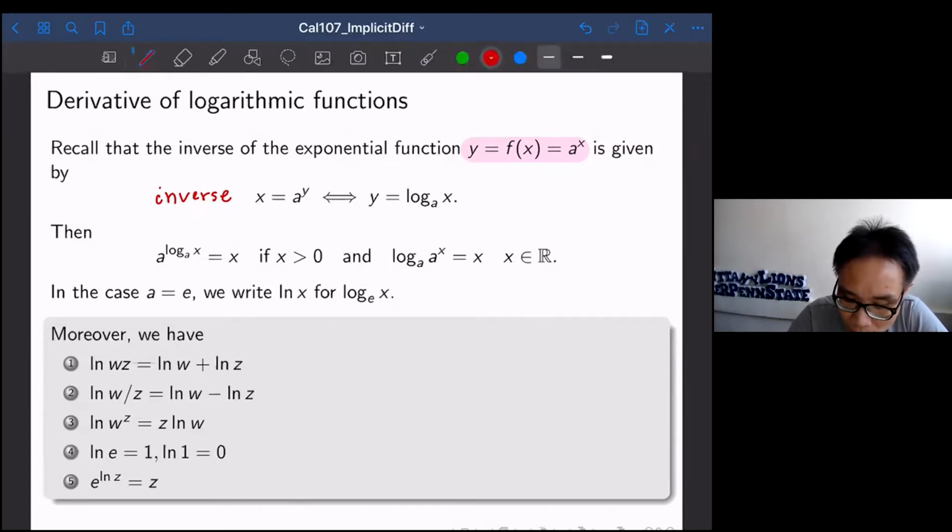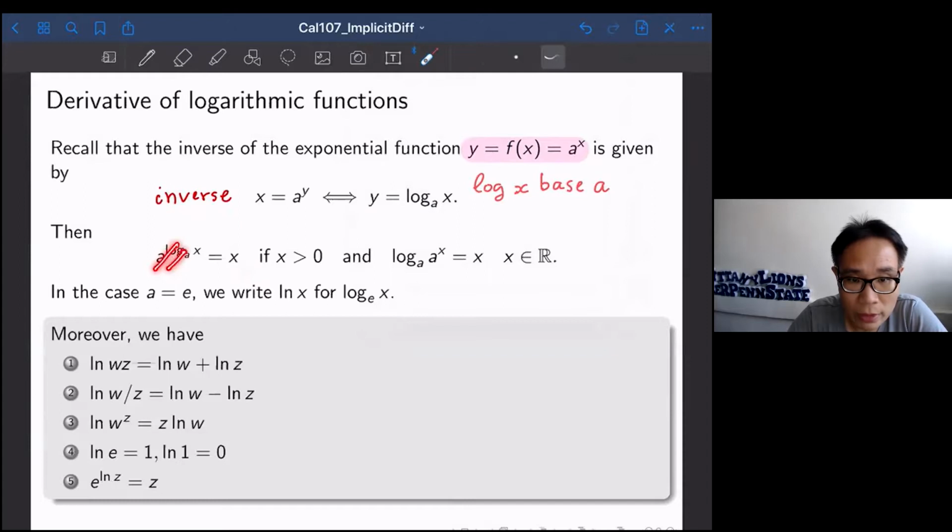So the pronunciation for this is log x base a, okay? And because they are inverses of each other, we have a to the log x base a turning out to be equal to x. Okay, so a and log cancel like this, and you're gonna have x left. And the thing that can sit behind the log here will be only a positive number. So you have x, and x turns out to be positive.